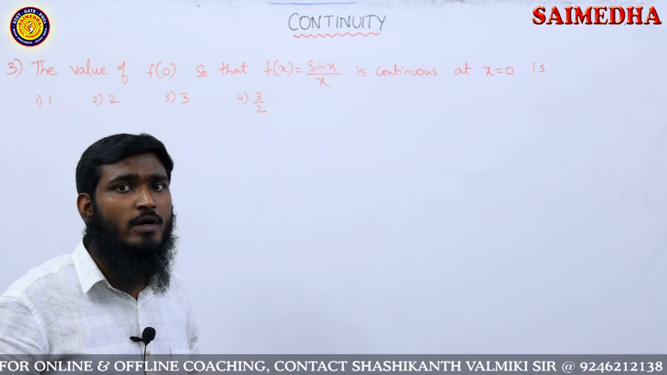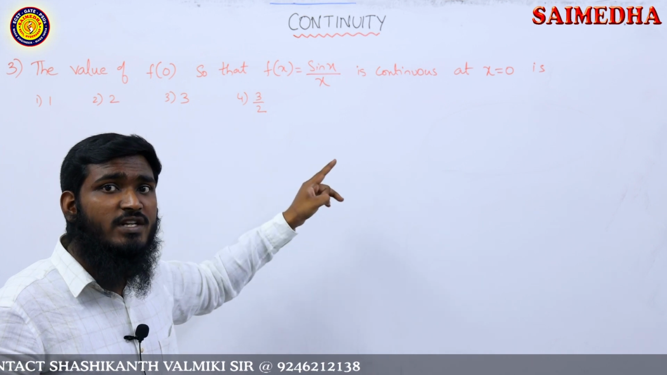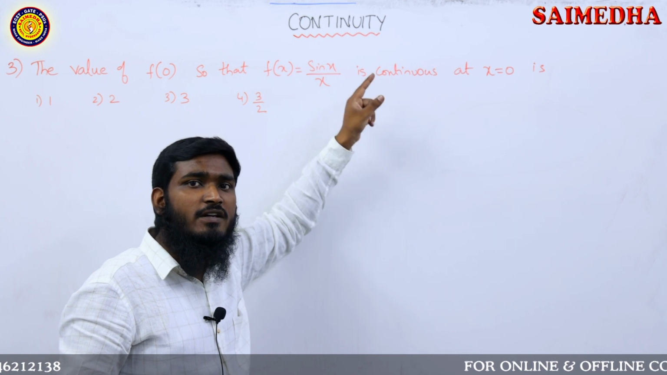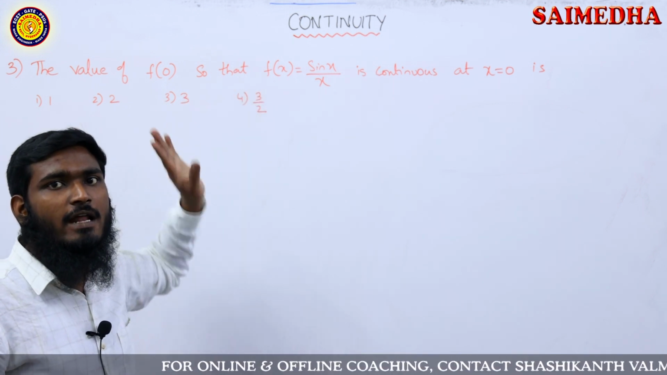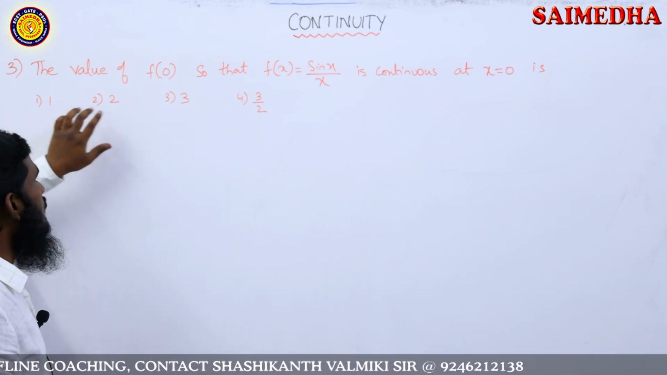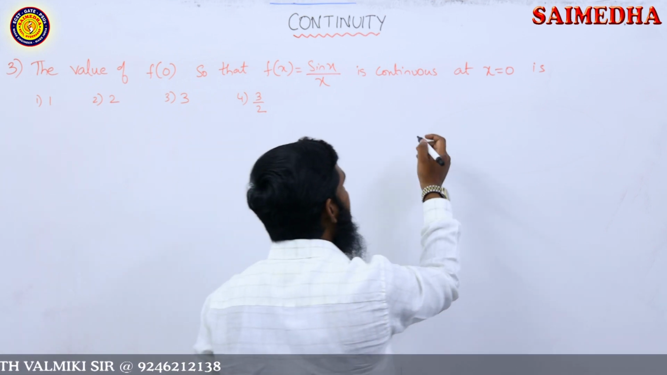What is the function given over here? Sin x by x, and it is clearly mentioned in the question that the function is continuous. With the help of that condition we have to find the value of the function. Is it clear? At x is equal to 0, the options are 1, 2, 3 and 3 by 2. Okay. So what is the condition for a continuous function?